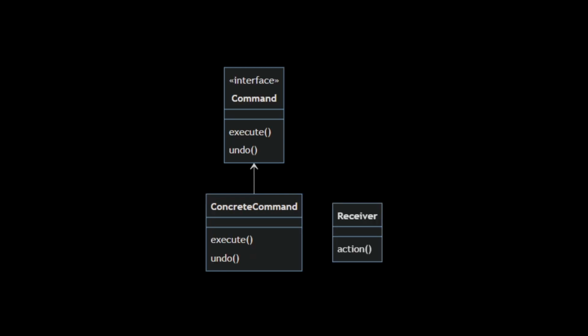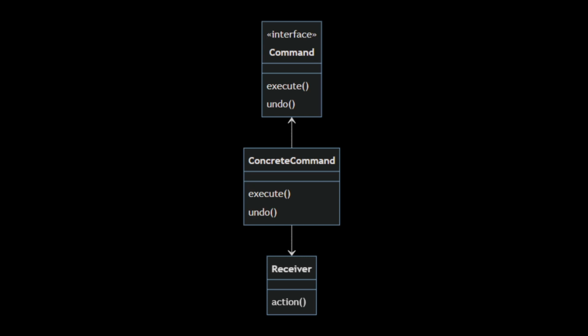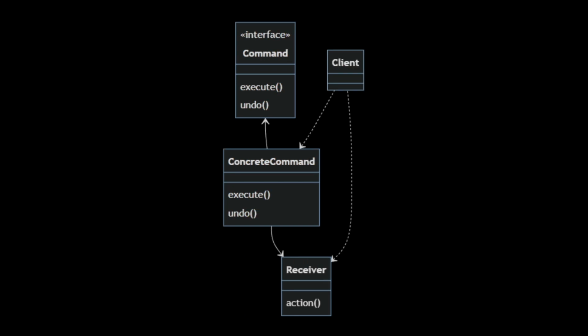Next, we have the receiver. These are the appliances that you have, for example, light, TV, console, etc. So the execute method of concrete command calls an action on the receiver. Next up, we have the client, which maps these concrete commands, because there can be multiple of them, to their receivers. In our case, this client is kind of a remote loader, which connects the concrete commands to the receivers and loads up the remote.